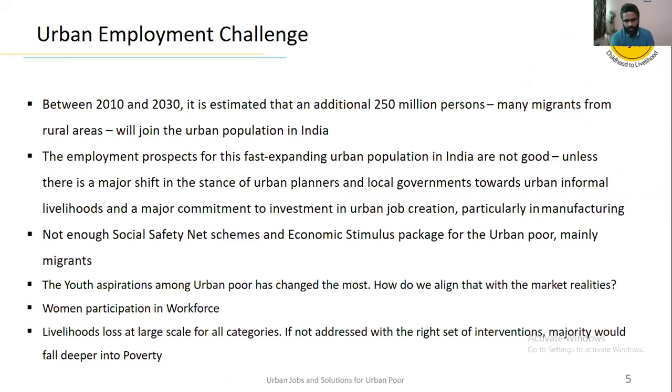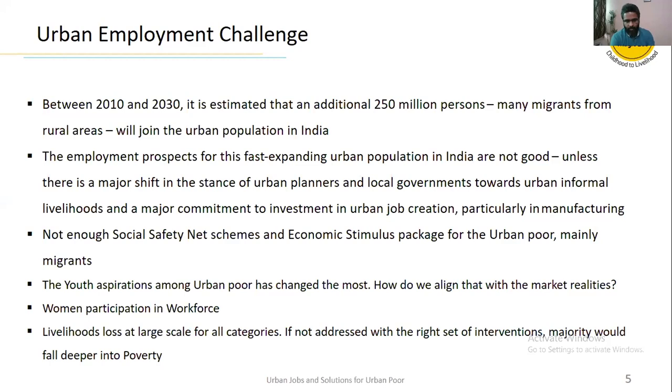What has changed the most in the last decade is the youth aspirations in the urban cities. So how are we aligning that with the market realities? So that's one challenge. Second is women participation in the workforce. It has not changed in the last two decades. It is very stagnant at about 20% plus minus. So how can we actually increase that?